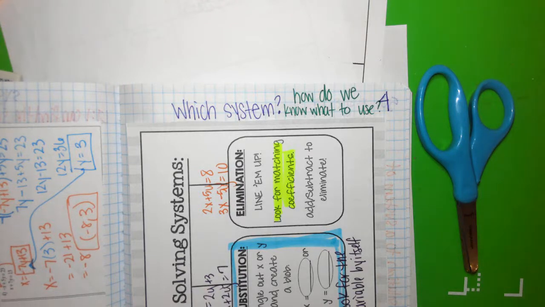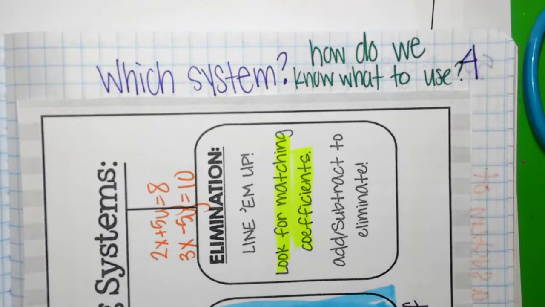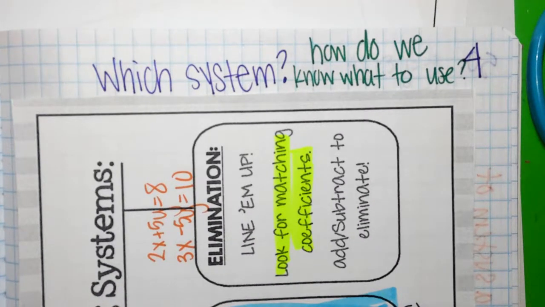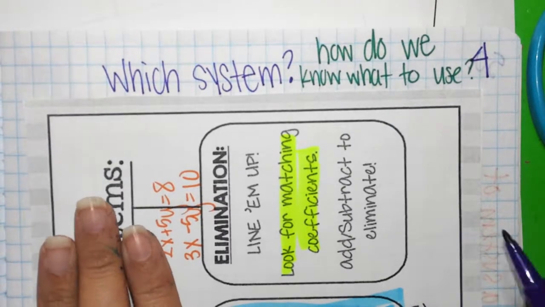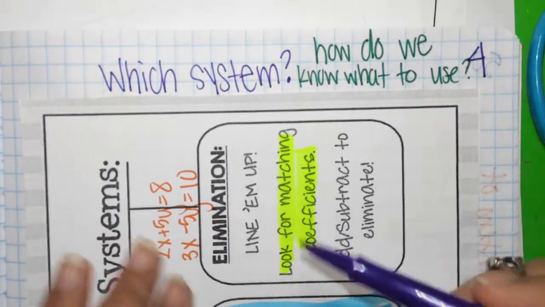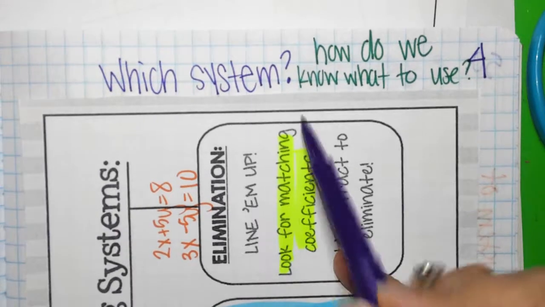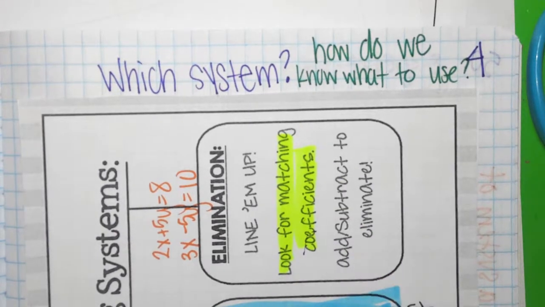We use the elimination method. CJ, when the letters are, wait, what's the correct word? Variables? No, when the coefficients are lined up with the numbers. Coefficients are numbers. When they're lined up with the variables. Yes, and we need to look for a matching coefficient, right? That's what we did yesterday.